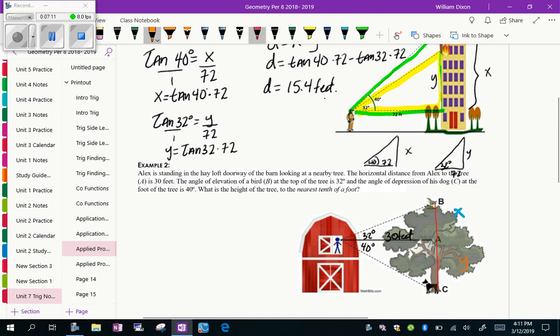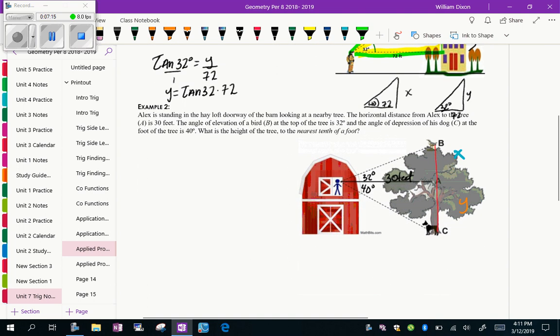Well, let's split up our triangles. So one triangle has 32 degrees, and then I have 30 feet, and I'm looking for X. And then the second triangle is at 40 degrees, and I'm looking for Y. And remember that distance is a shared side, so that distance is also 30 feet.